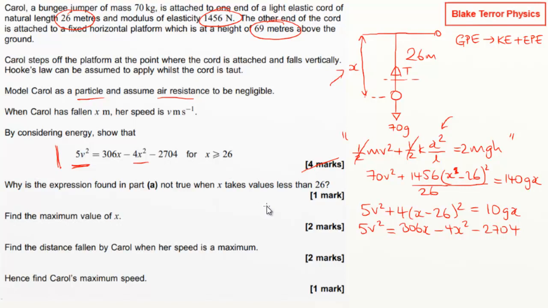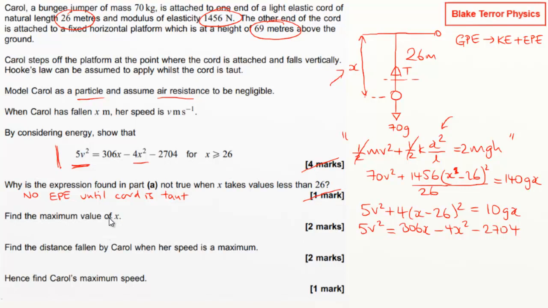Okay, right. Well, that's not true because the chord isn't taut, is what it's saying. We need to have the chord beyond 26 meters, otherwise we're just getting a straight interaction between GPE and kinetic energy, because there's no elastic potential energy until the chord is taut. So that bit's fine.